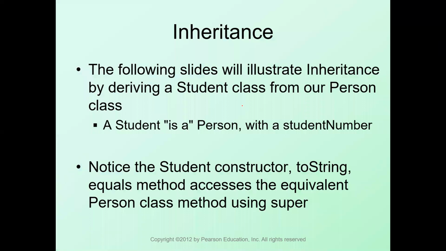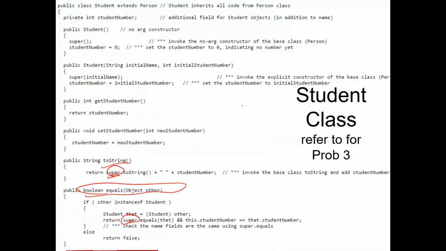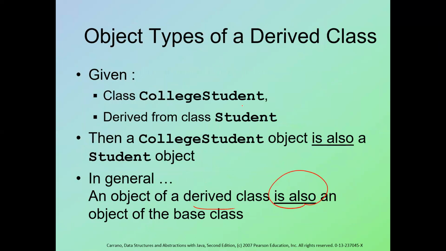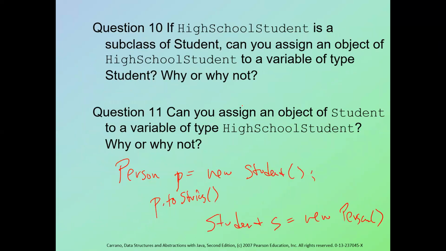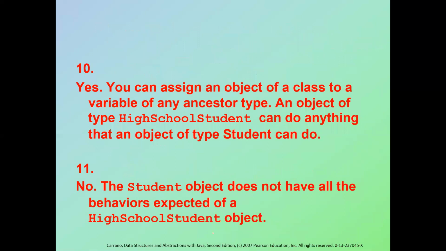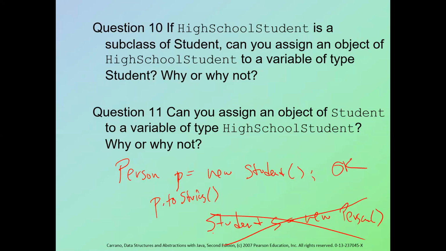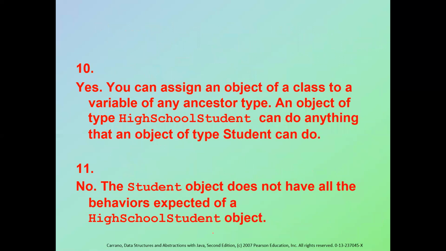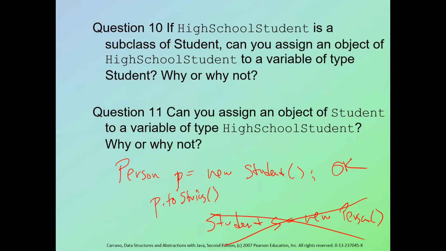Okay, this is okay, and this is not okay. Yes, you can assign an object of the class to a variable of any ancestor type. An object of type high school student can do anything that an object of type student can do. And can you assign an object of type student to a variable of type high school student? No. The student object does not have all the behaviors expected of a high school student, so you can't assign. That's why this is not legal.